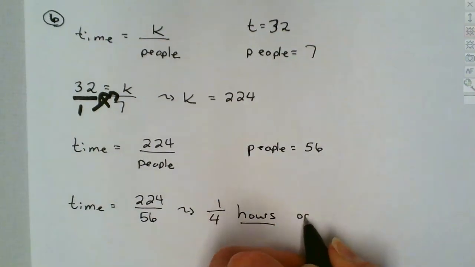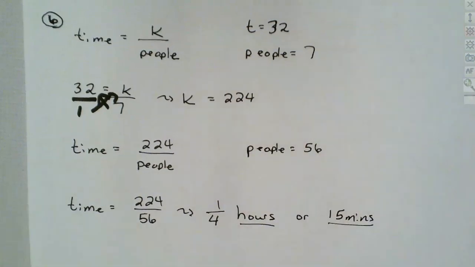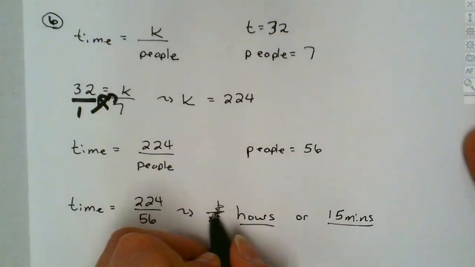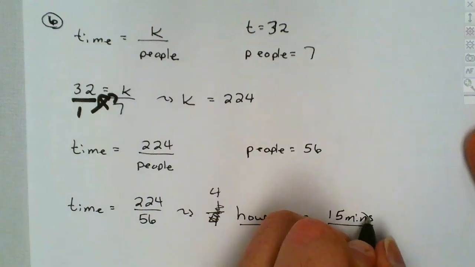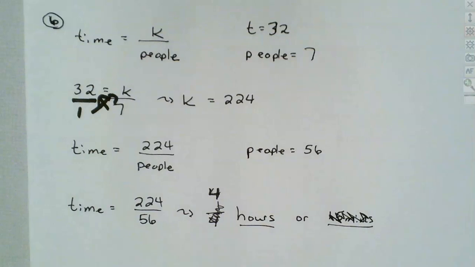Or you could do that now in a quarter of an hour is 15 minutes. Oh, wait, I did that backwards. Sorry about that. I divided it incorrectly. It should be 4, not 1/4. I just looked at it wrong mentally. So that should be now 4 hours. So it should take approximately 4 hours if you have 56 people working on it. And yeah, the 1/4 didn't make sense anyways when I reread it.